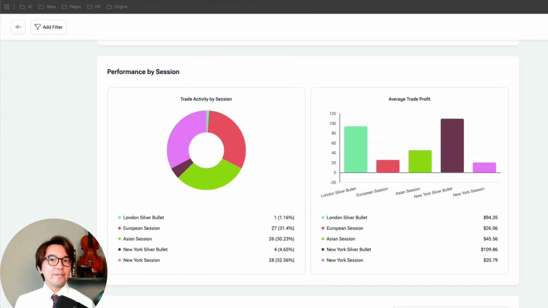Moving further down, we have the performance by session section over here. The number of trades and average profit for each session, like London, Europe, Asia and New York, are shown in bar charts. In my case, you can see that my average profit in the Asian session is high at about $48, while it drops down to $20 in the New York session over here. You can see how your lifestyle and the market volatility affect your results.